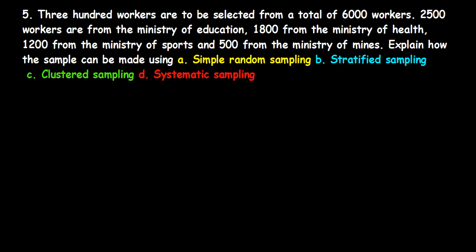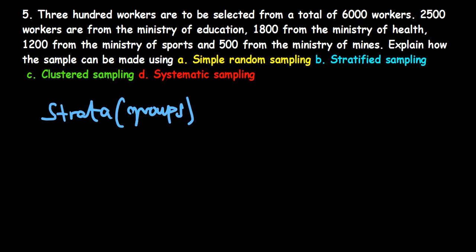Now let's talk about stratified random sampling. Stratified random sampling divides the population into groups, and these groups we call strata. So these strata are just smaller groups from the total number of workers that we've been given here, based on their characteristics. In this case we are going to pick that characteristic to be the ministry.